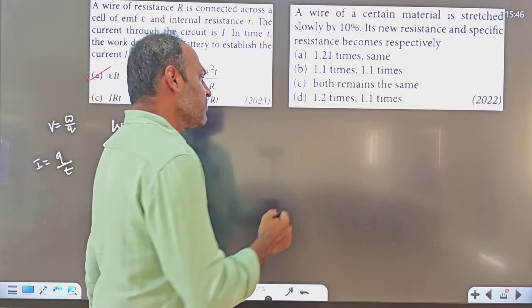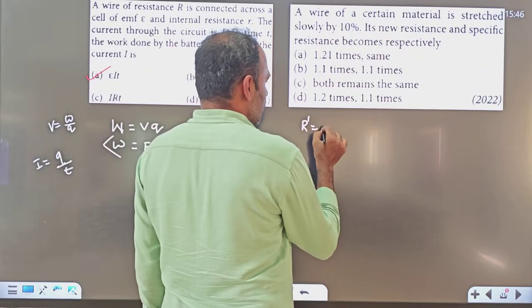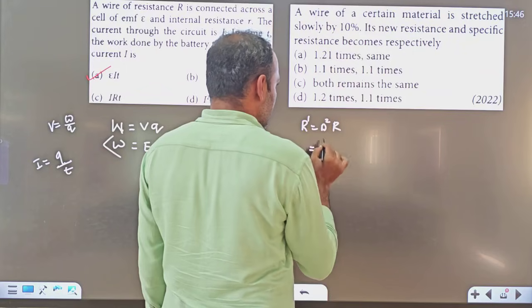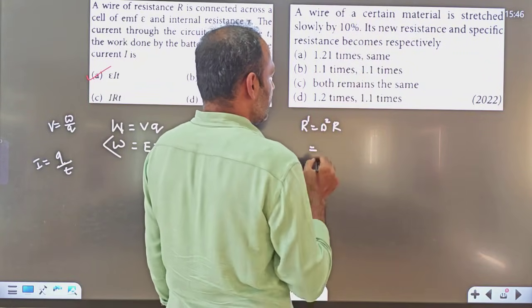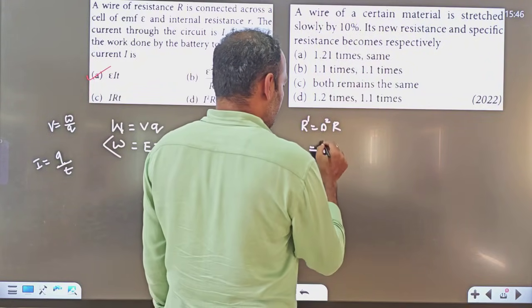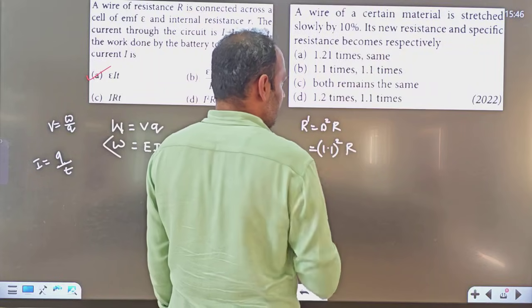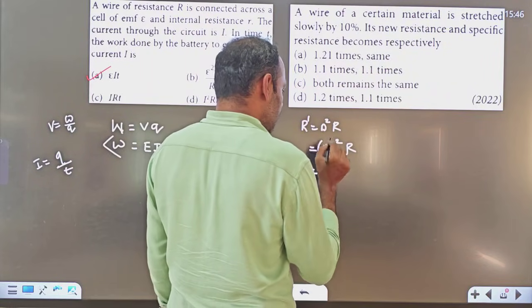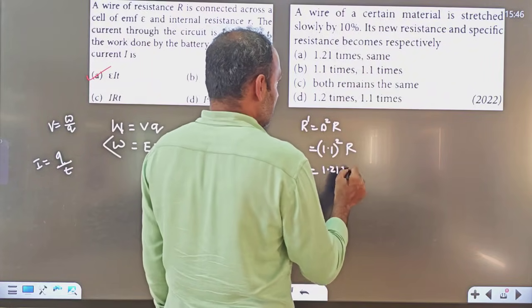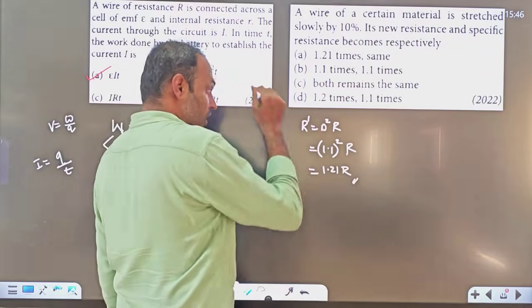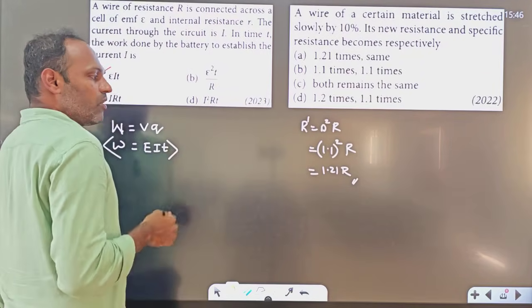I will directly use the formula. So in stretching case, R dash equal to n square times of R. We know this. So how much is n here? n will be 1.1. 1.1 square times of R. So 1.1 square means 1.21 and original resistance is R. So it will increase 1.21 times. So how did we get n is equal to 1.1?